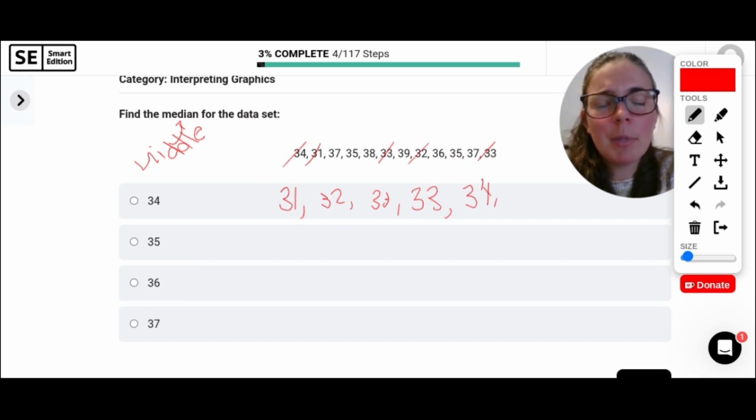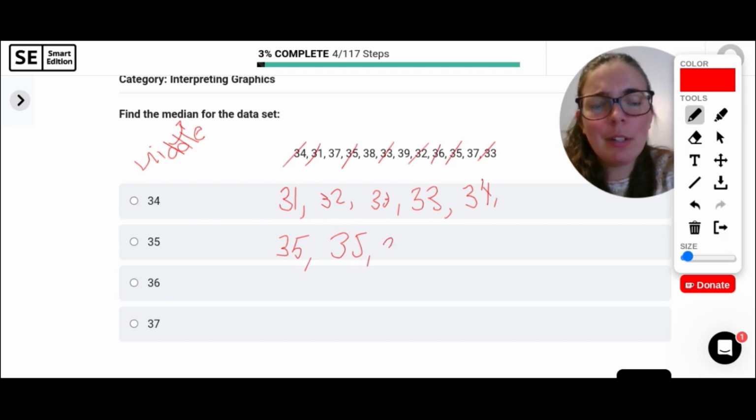And this can be a little bit tedious because you don't want to miss any. You want to make sure that you put it in the right order because that will definitely affect your answer. So it just might take you a minute to make sure that you have it in the right order and you didn't forget anything. 37, another 37, and then I see a 38 and a 39.